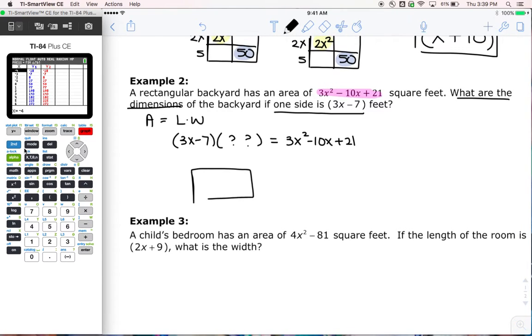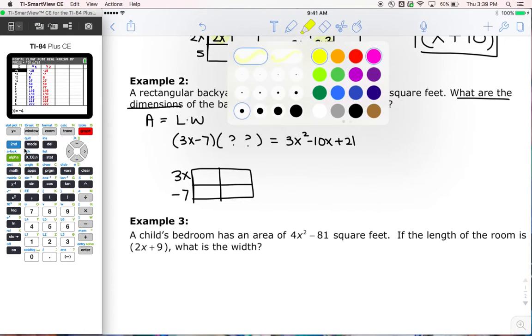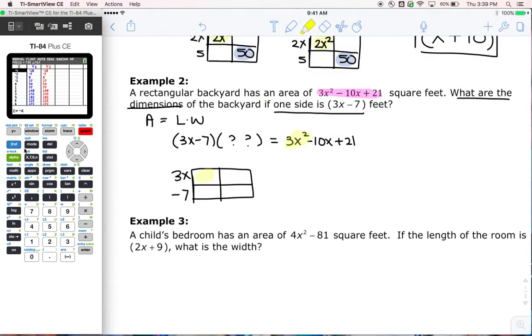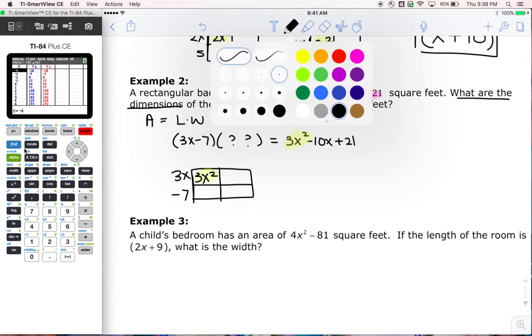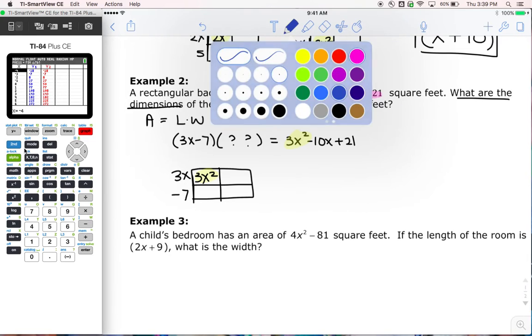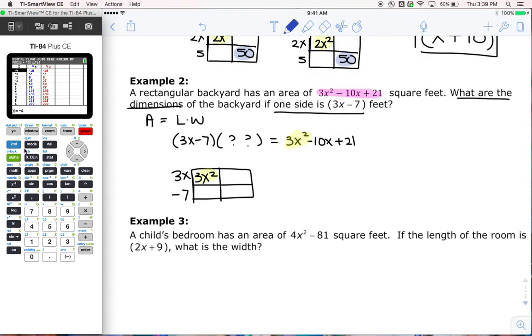Here we go. We know one of the sides is a 3x and a negative 7. And we know a couple of things about the box. We know that this term is going to go right here in this spot, so 3x squared. And we know that this right here, this 21, will go in this spot right here. And so we get to figure out what is our missing side.